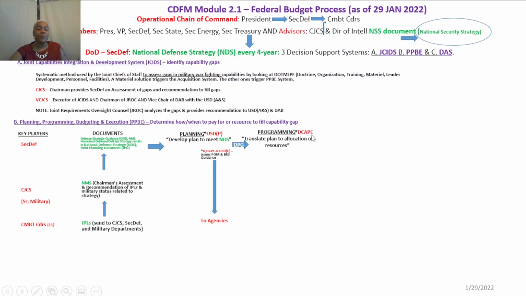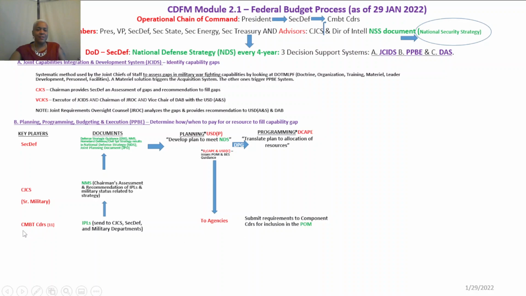Programming phase: the USD level responsibility falls on the DCAPE, Director of Cost Assessment and Program Evaluation. The programming phase translates the plan into allocation of resources. We need to make it make sense. We got a plan. We got a bunch of things we need to do. But the next question is, what do we need to fulfill those plans? So what are the resources necessary? And oh, by the way, we know we're not going to get all the resources we need. So in the programming phase, this is the opportunity to prioritize those resources.